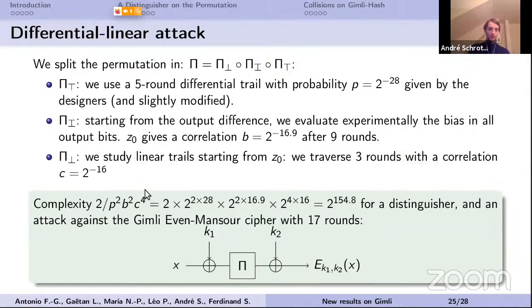The complexity depends on the probability to traverse the differential and then the correlation for the linear part. And we find that this gives a time of 2^154.8 for a distinguisher. And it also yields an attack if you use Gimli within an Even-Mansour cipher with 17 rounds. So an Even-Mansour cipher would be XORing a key.